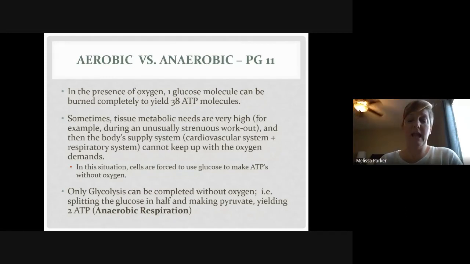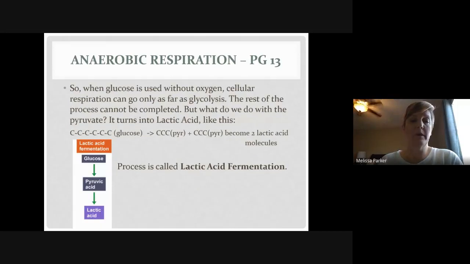So this is anaerobic respiration because we don't have oxygen. The Krebs cycle requires oxygen, the intermediate step requires oxygen, the ETC requires oxygen. So we can only go as far as glycolysis, which means we can only create those 2 ATPs. When glucose is used without oxygen, cellular respiration can go only as far as glycolysis, and the rest of the process cannot be completed.